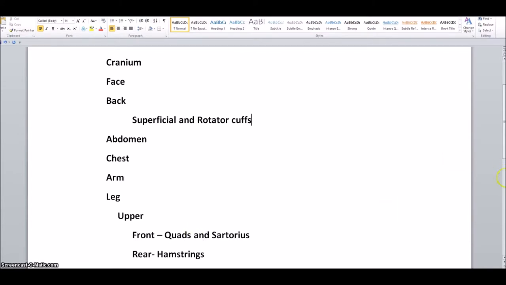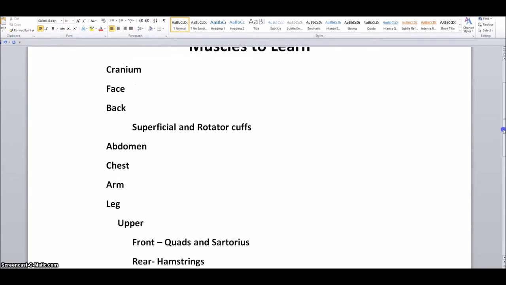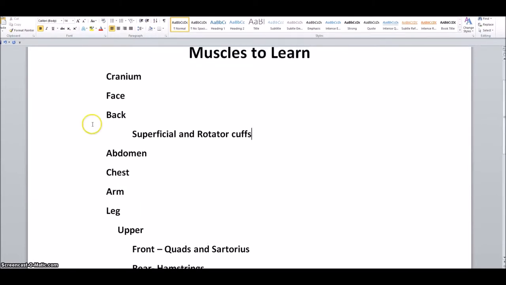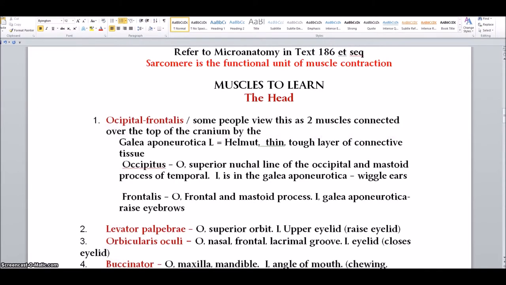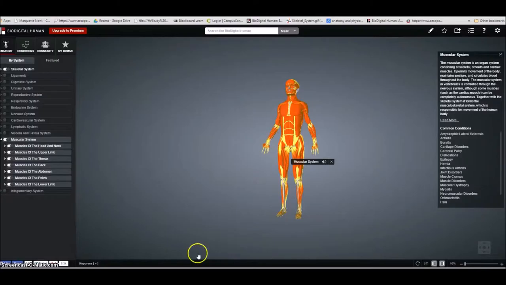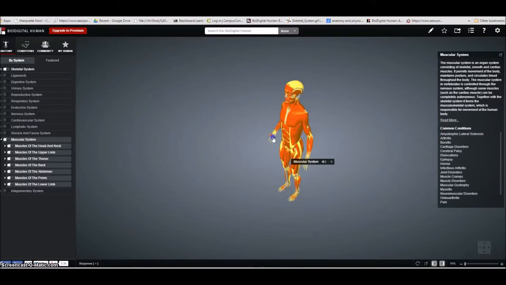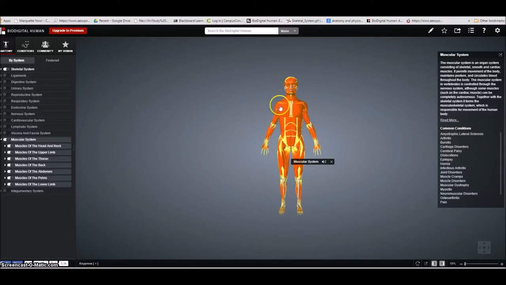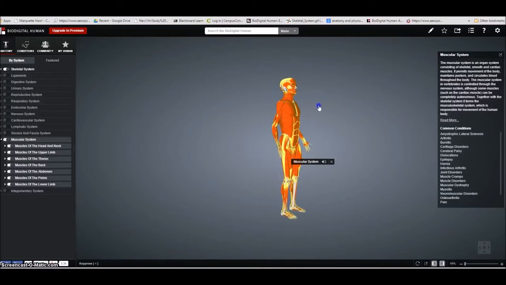Okay, so let's take a look at some of these, and we'll start with the biodigital human. There he is. Okay, so again, let's go over the outline. Cranium. Okay, and we have some on the neck, on the chest, the pecs. Underneath the pecs are the intercostals.